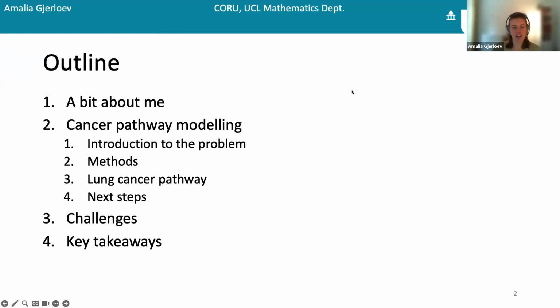All right, so here's my outline for what I'll be talking about. I'll start with a brief explanation of me and my background and my experiences and what has led me to this project. Then I'll talk about the cancer pathway modeling that I'm doing as part of my PhD. I'll go through the introduction to the problem, the methods, the lung cancer pathway. So spoiler alert, I'll be talking about the lung cancer pathway in detail. Next steps for that part of the project, some challenges that I've faced, especially as a PhD student and an early career researcher. And then I'll talk about some key takeaways.